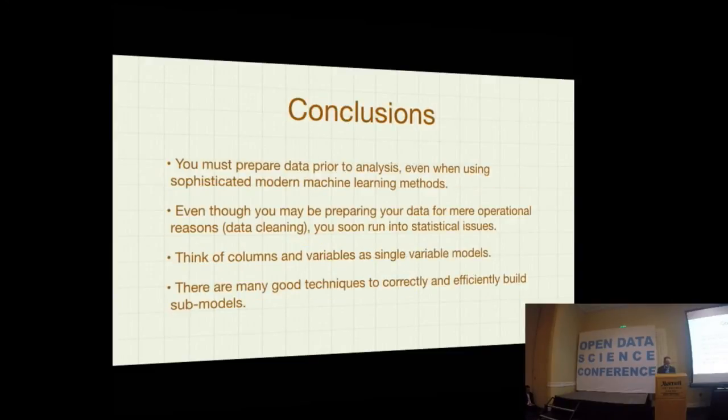So, wrapping up a little early, I'm sorry about that. The conclusion is that you have to prepare data prior to analysis, and that's not for statistical reasons, it's for operational reasons. You're going to have NAs, you're going to have invalid values, and you're going to discover new levels during application. Like when you deploy a machine learning algorithm into production, and Wyoming shows up and crashes the whole stack.